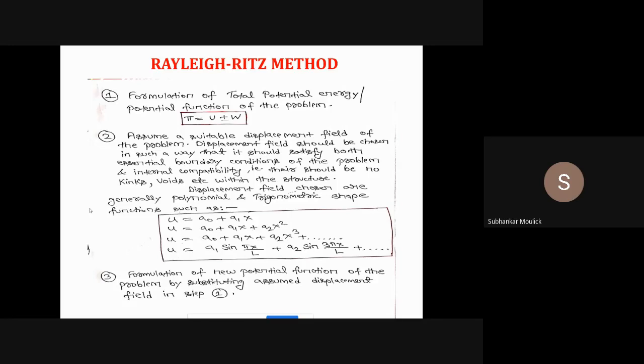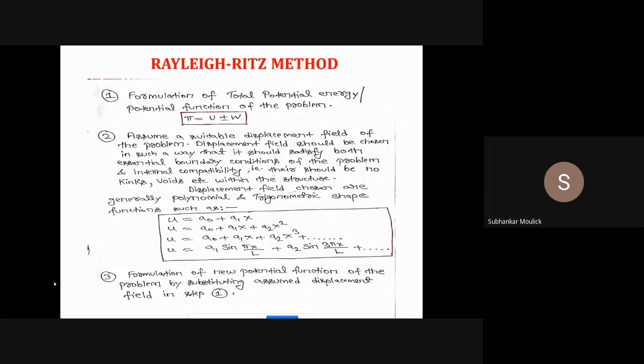If you use Galerkin method, how can you minimize that domain residual? You have to take the product of the weighted function, which is your given trial function, and the residue, and then integrate it over the entire domain equal to 0. But in this method, we will not compute the residual of the problem.